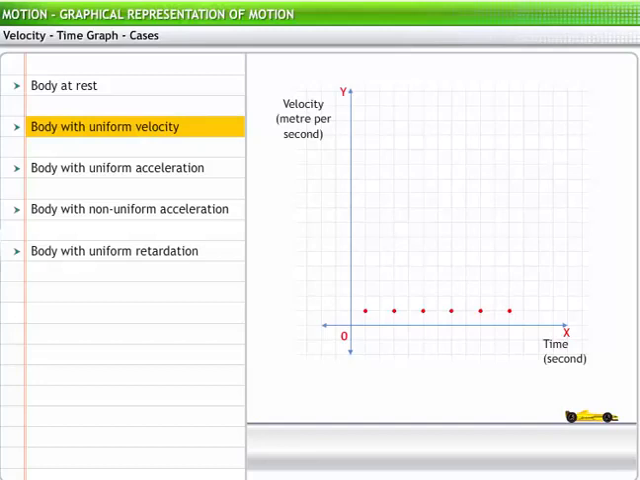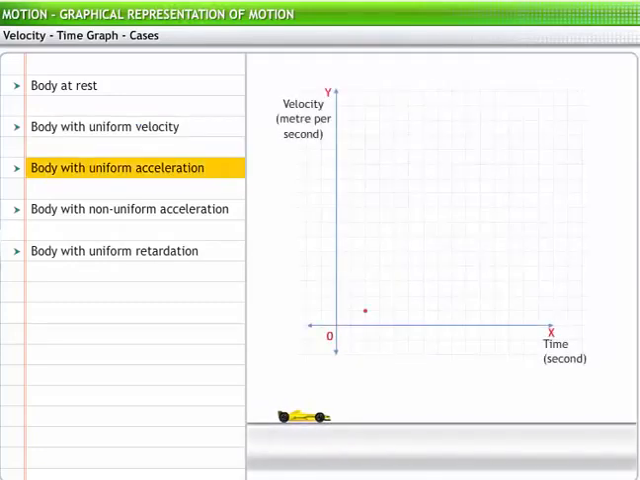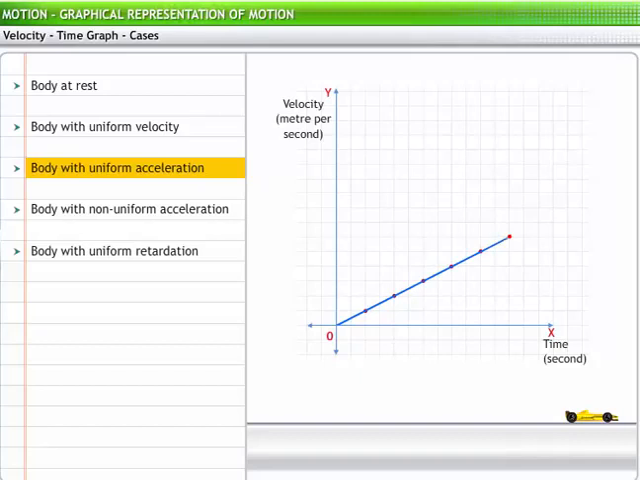Therefore, the velocity-time graph for a body with uniform velocity will be a straight line parallel to the x-axis. The point where the line intercepts the y-axis shows the magnitude of the uniform velocity of the body. When a body exhibits uniformly accelerated motion, the velocity-time graph represents a straight line passing through the origin and subtending an angle with the x-axis. This is because, in this motion, the velocity of the body increases uniformly with time.